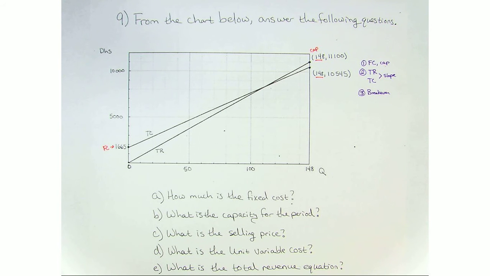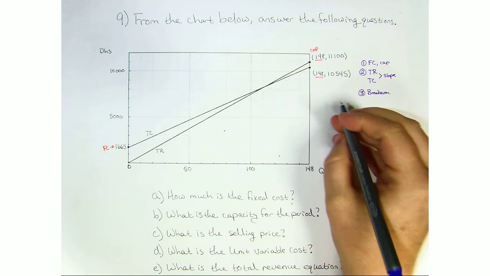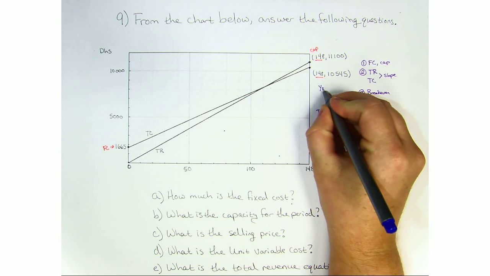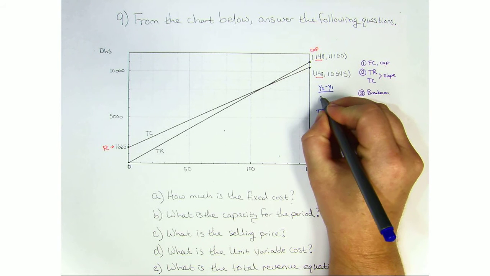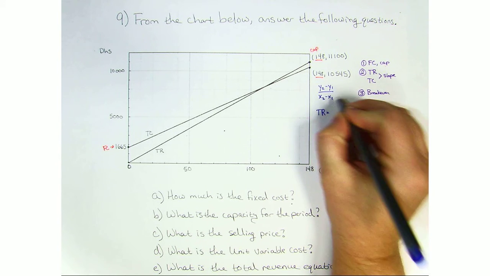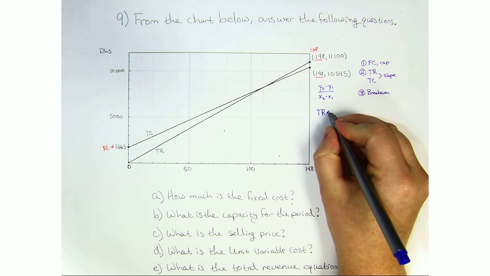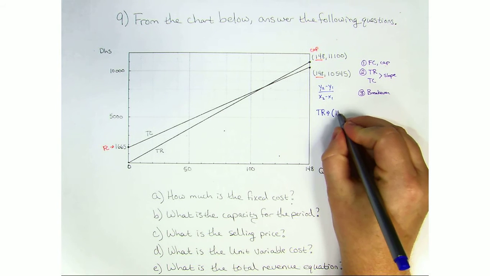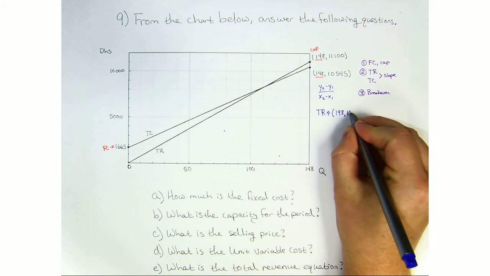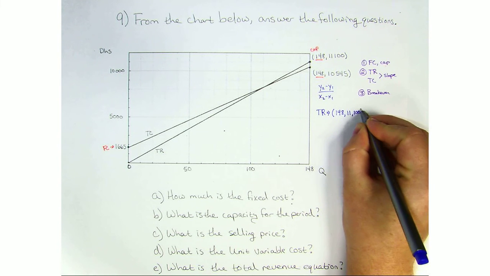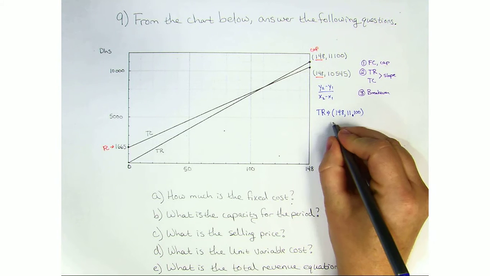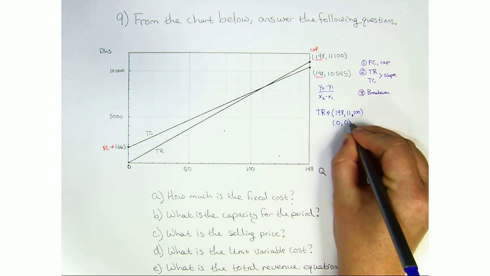Now I've already done 1. 2 takes a little bit more work. You need to find the slope. We're going to start with the total revenue equation. Now remember, the slope is y2 minus y1 over x2 minus x1. Now the total revenue equation has 2 main points. The first point right here is 11,100. And then the next point, if you follow this line all the way down, is the point 0, 0.